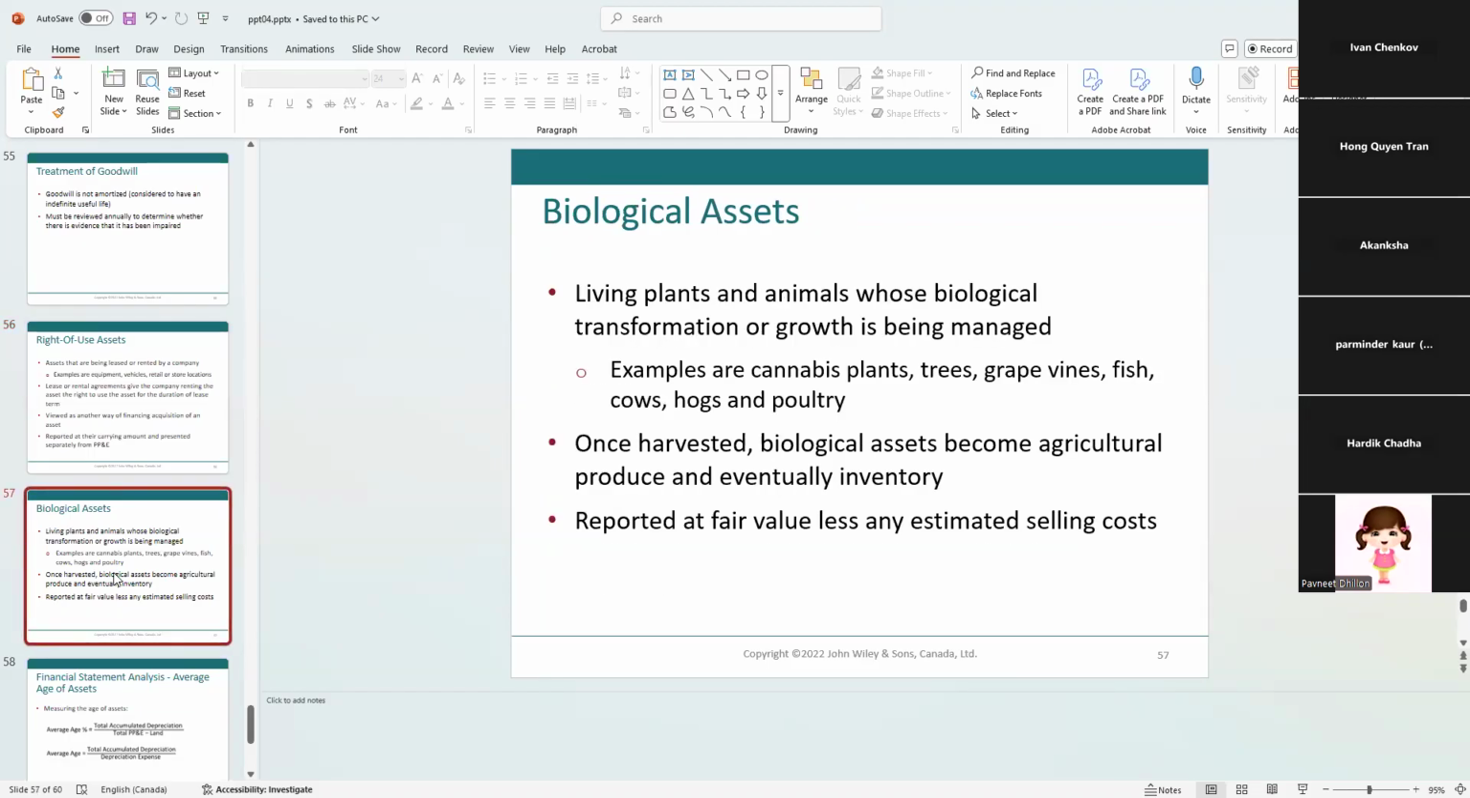Then we're going to the biological assets, which can be plants or can be animals. Blueberry, raspberry, cranberry, grape, trees, fish, cows, poultry, everything like that. Once harvested, biological assets become agricultural produce and eventually can become inventory. Those are reported always at the fair value less estimated selling cost.